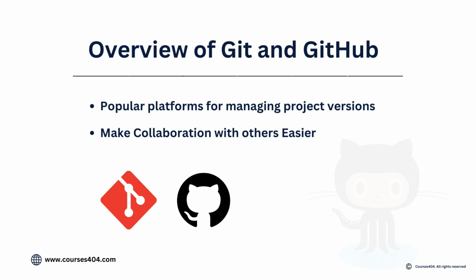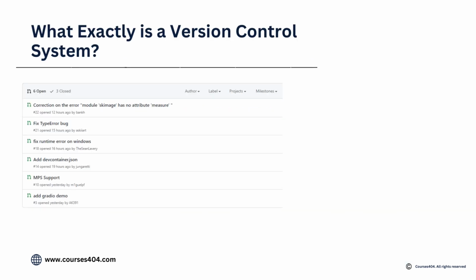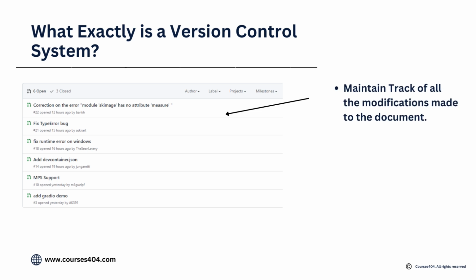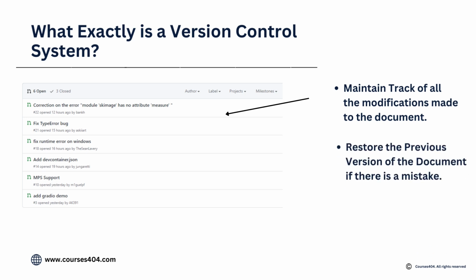Git and GitHub are popular platforms among developers for managing project versions and working with other team members. What exactly is a version control system? A version control system, as previously discussed, allows users to keep track of all modifications made to a document. It allows you to restore a previous version of the document if you make a mistake, and it also makes collaborating with others easier.